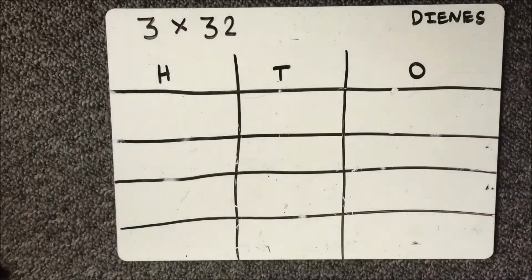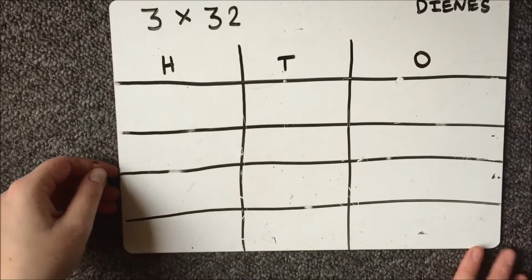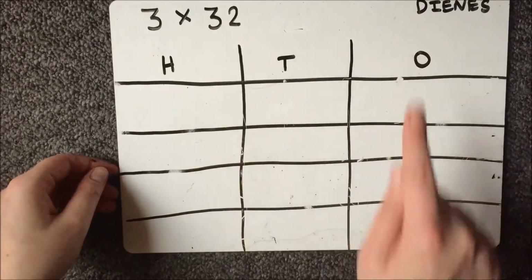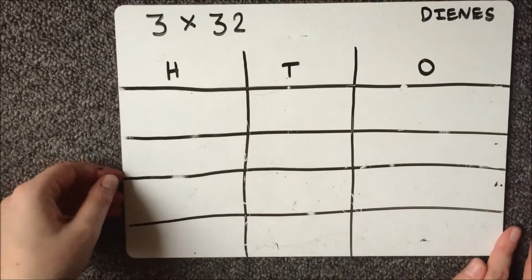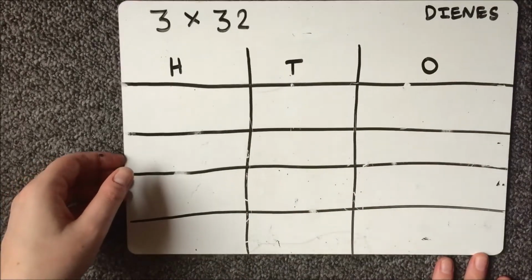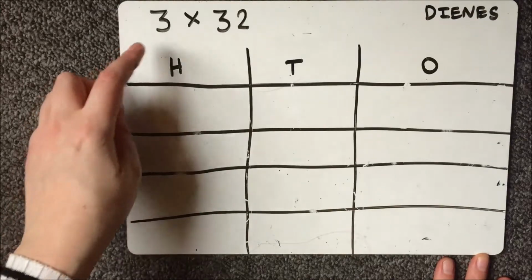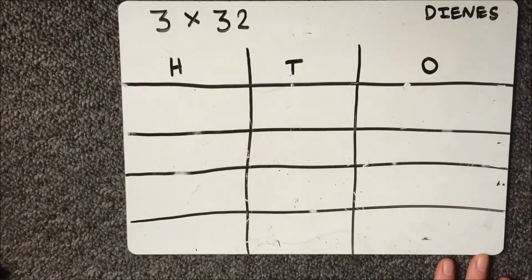This one is a bit trickier. Can you think of how we could solve it? Can you see my clue? I've drawn my place value chart with hundreds, tens and ones. And I've also written Deans. That's a big clue. How could we represent 3 times 32 in Deans? And how would this help us? Pause the video and have a think.